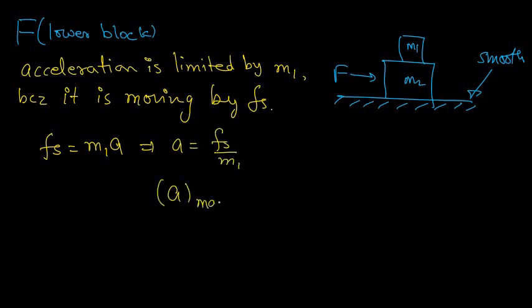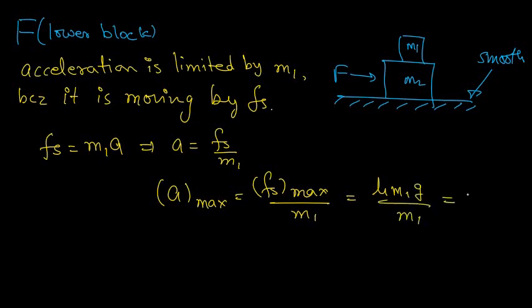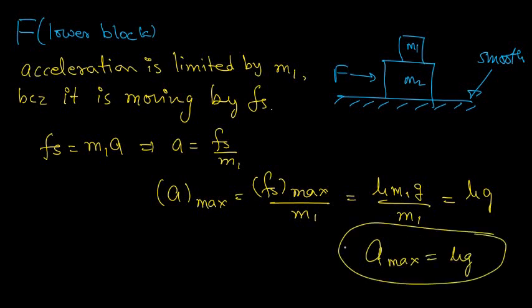Then the maximum acceleration is Fs maximum by m1, and we know Fs maximum as mu m1g, so mu m1g by m1. It is mu times g. So the maximum acceleration is mu times g. So that is the second case.